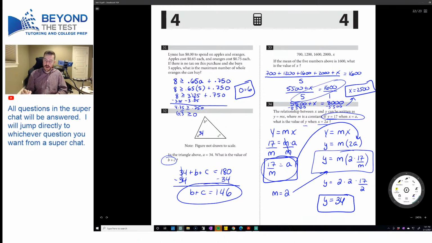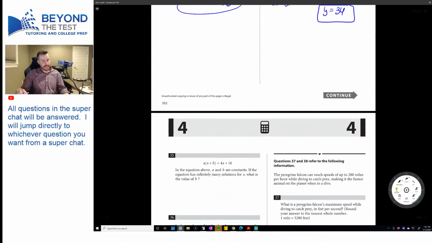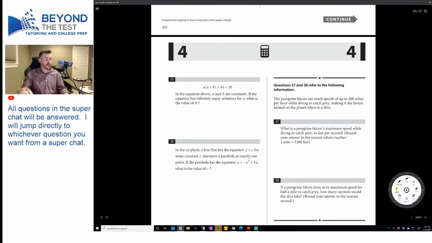Or if you know how to do this, you could simply say, well, if we have m over m, those reduce down to 1. 17 times 2 would just be 34. Either way works. If you want to use substitution, you can. If you want to just simplify it down, you can do that. All right, then we have our last 4 questions here. So let's take a look at number 35.